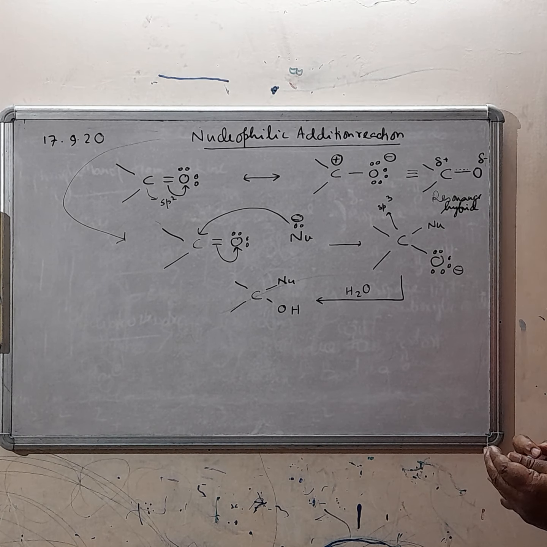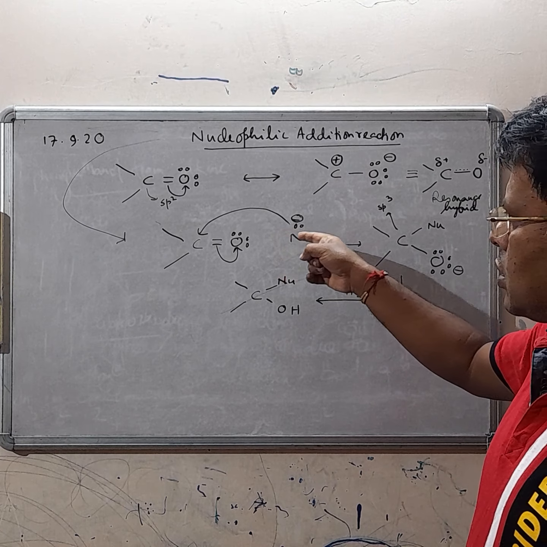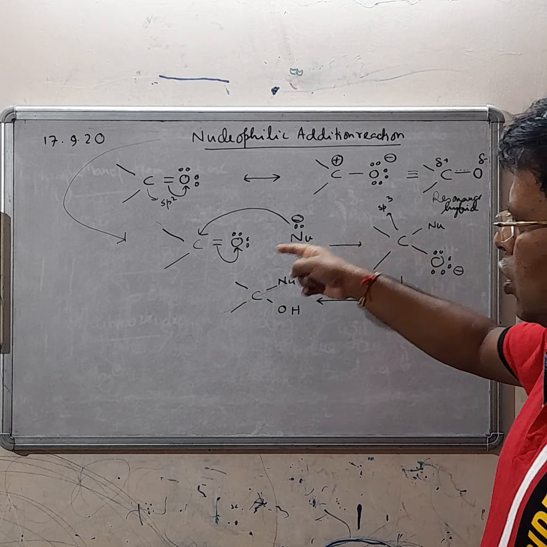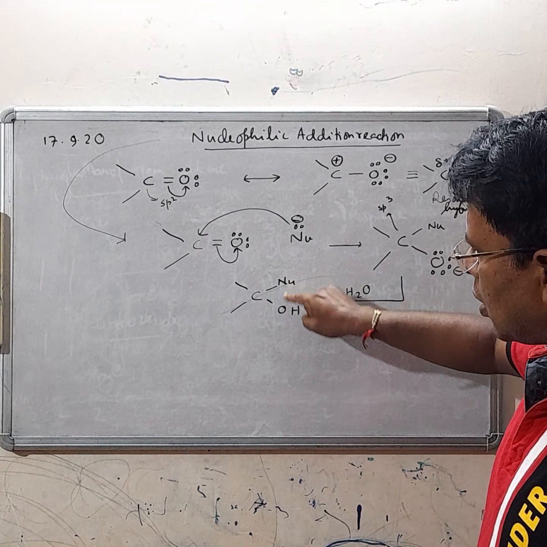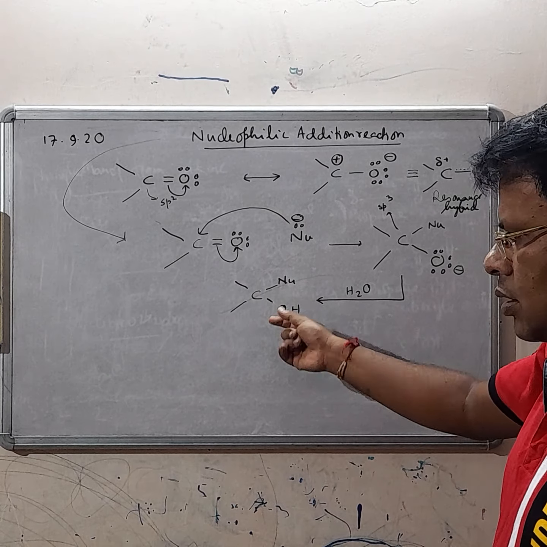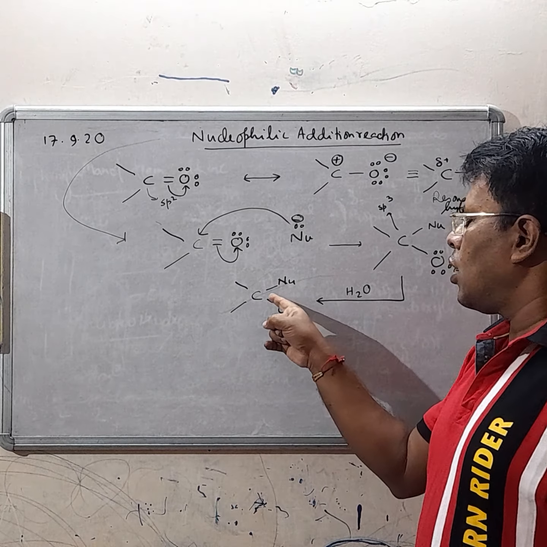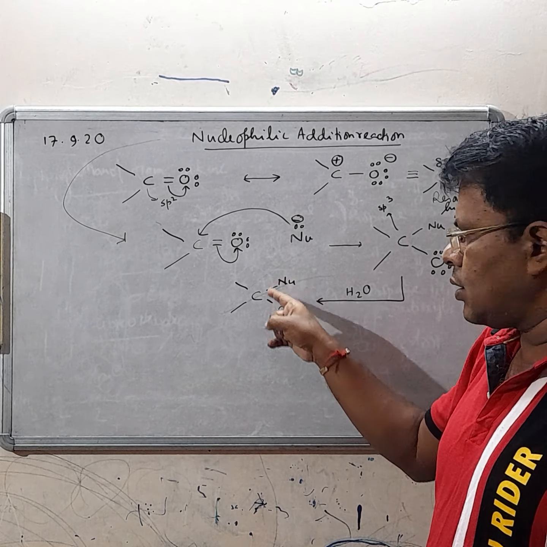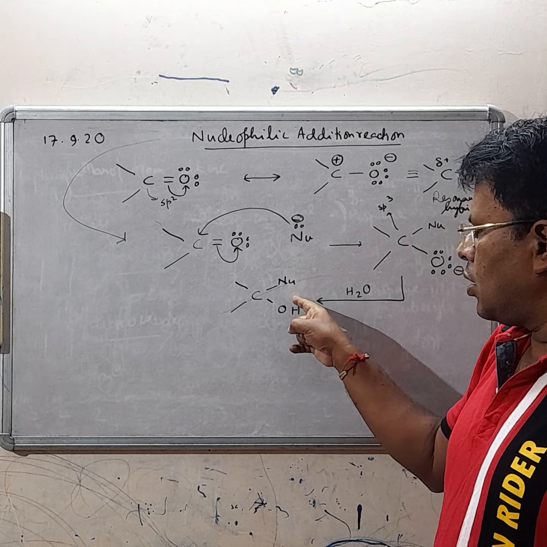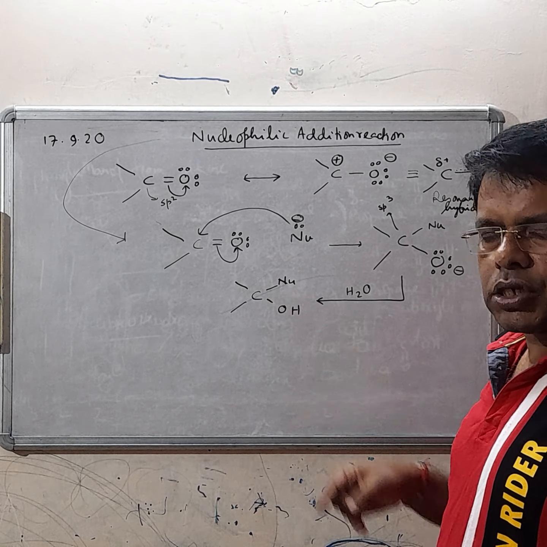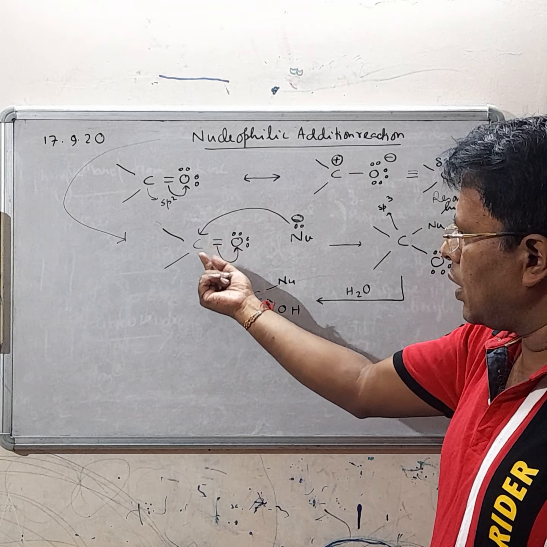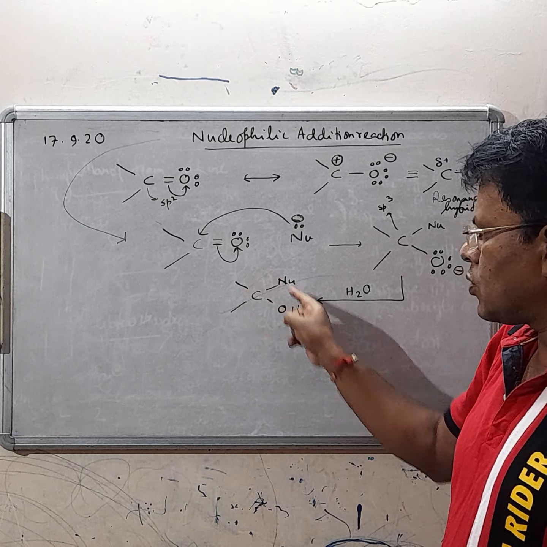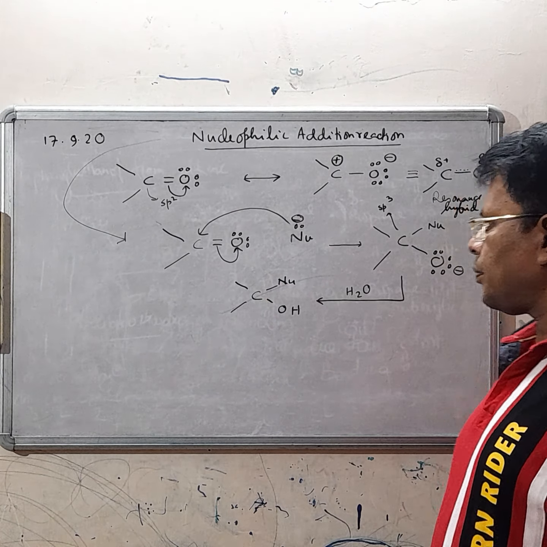Why is it called nucleophilic addition reaction? Because this reaction starts with a nucleophile, and that's why it is nucleophilic. And if you see the product carefully, at carbon the nucleophile is added, at oxygen H is added. So that's why it is an addition reaction. Addition has taken place across the carbon-oxygen double bond. Here Nu has come, here H has come. So this is the addition product.